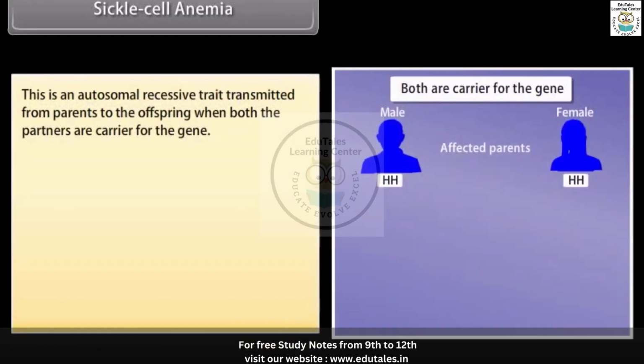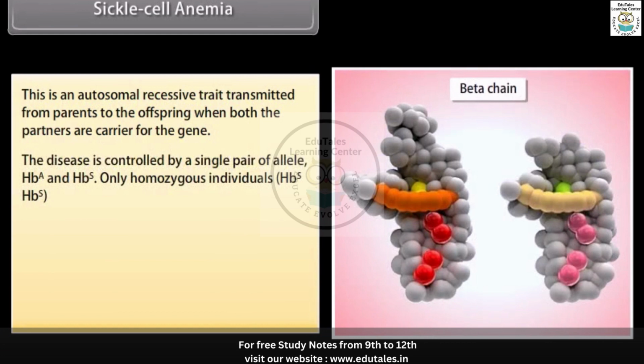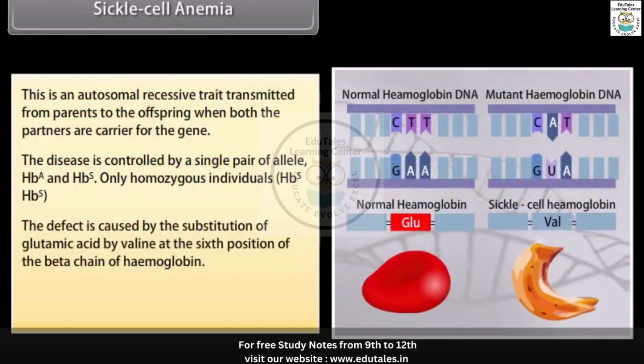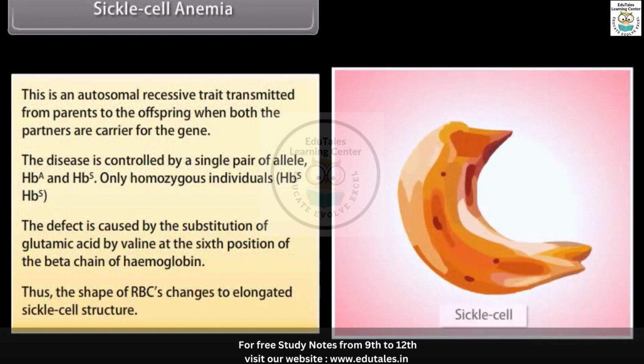Sickle cell anemia. This is an autosomal recessive trait transmitted from parents to the offspring when both the partners are carriers for the gene. The disease is controlled by a single pair of alleles, HbA and HbS, and only homozygous HbS individuals are affected. The defect is caused by the substitution of glutamic acid by valine at the 6th position of the beta chain of hemoglobin. Thus, the shape of RBCs changes to an elongated sickle cell structure.